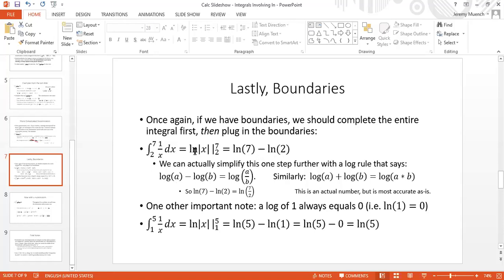I'll note here that we can actually simplify a little further by using log rules. Log of a minus log of b is the same as log of a over b. Similarly, log of a plus log of b is the same as log of a times b.